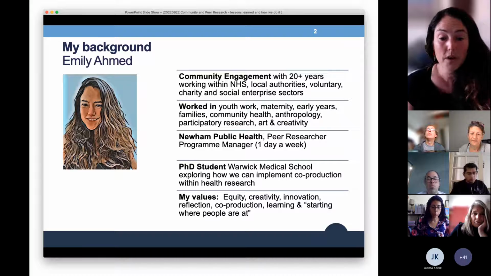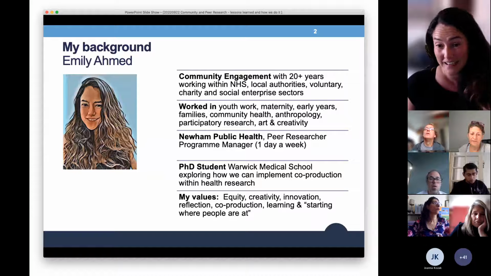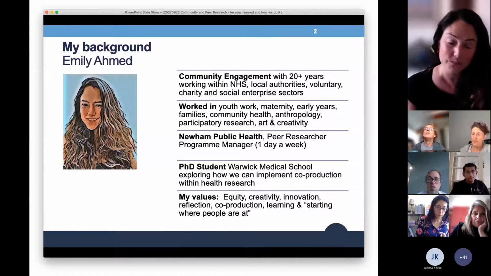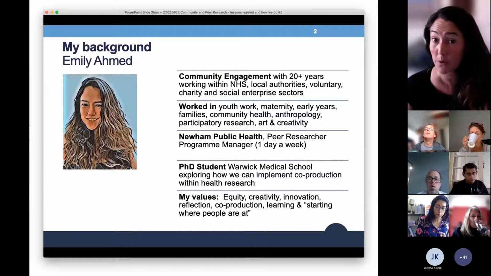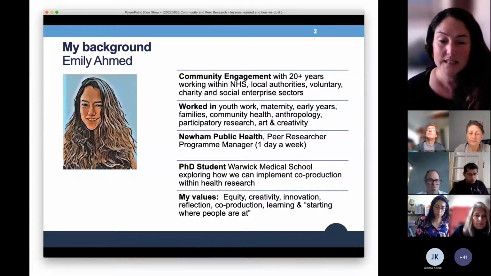All of my work tries to involve some level of co-production and the ethos of co-production, so we'll talk a little bit about that today. And I want to learn. That's the key thing. I want to share what I'm learning, but I also want to learn. So even within this presentation and at the end today, I'll be really looking forward to hearing from everybody about your thoughts and experiences.